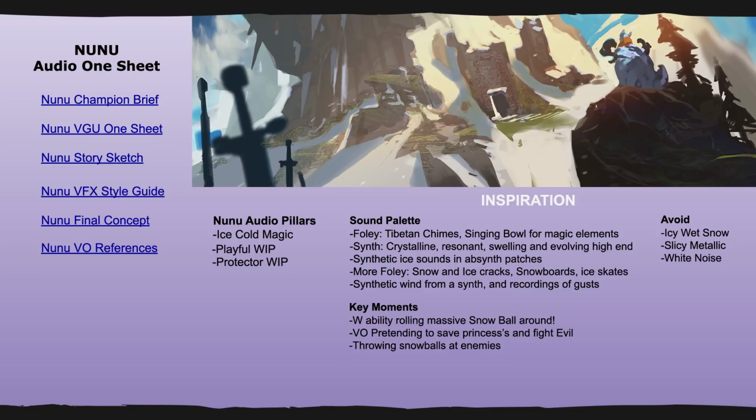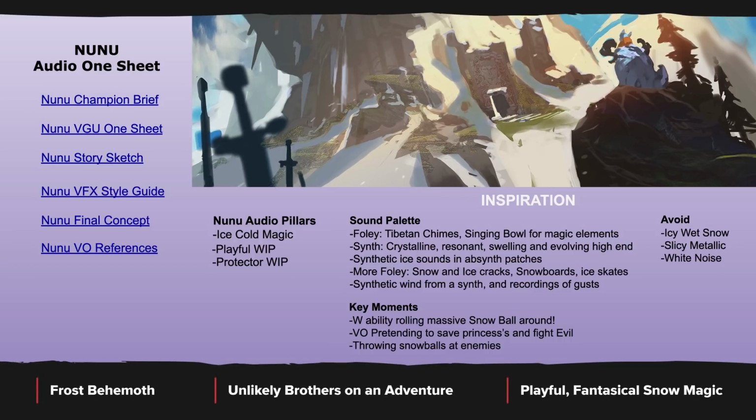And so I'm actually going to dive deep into that challenge and how this all came about. Just looking at the pillars here, we have Frost Behemoth, obviously for Willump, Unlikely Brothers on an Adventure, and Playful Fantastical Snow Magic. The important thing here is that I really execute on the playful aspect. And so I'm going to dive into that with these building blocks.